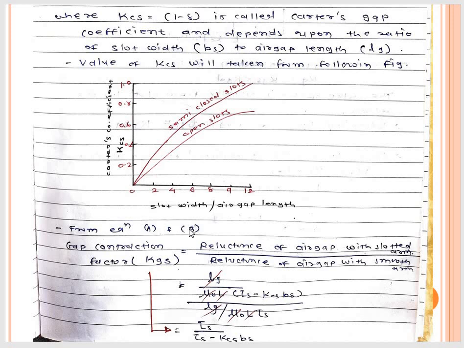So from equation number A and B, the gap contraction factor KGS is given by the reluctance of the air gap with slotted armature and the reluctance of the air gap with smooth armature.